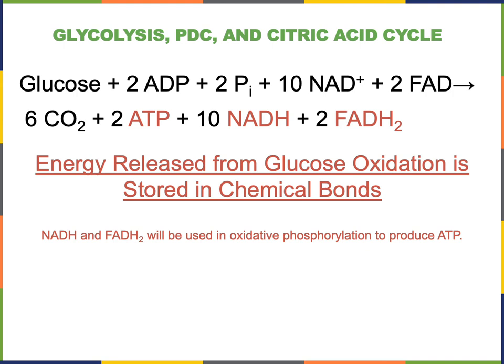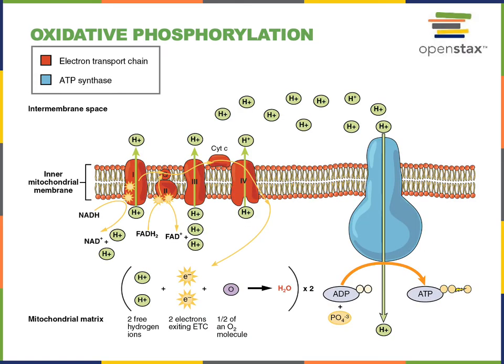to produce ATP. So energy which has been released from glucose oxidation will be stored in chemical bonds as the endergonic reaction of ATP synthesis is fueled by glucose oxidation. Oxidative phosphorylation occurs in the mitochondria following the citric acid cycle in aerobic cellular respiration. Oxidative phosphorylation is a metabolic pathway that uses oxygen and will release the energy stored in electron carrier molecules NADH and FADH2 in order to produce a large amount of ATP.